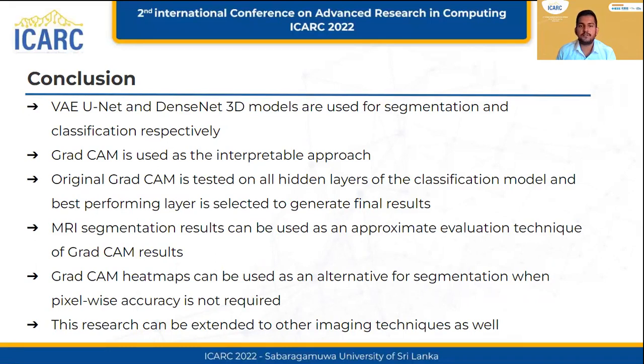GradCam heat maps can be used as an alternative for segmentation where pixel-wise accuracy is not required. The scope of the proposed model is not limited to MRI. It can be extended to other imaging modalities as well.